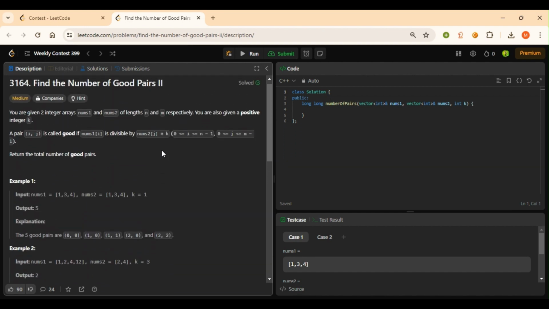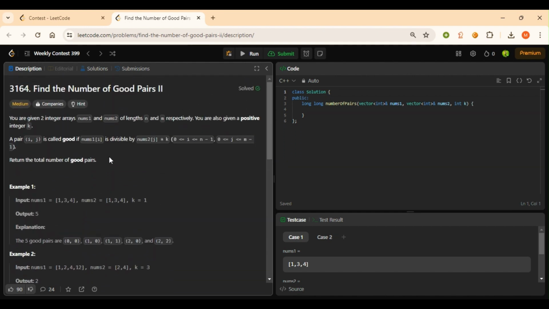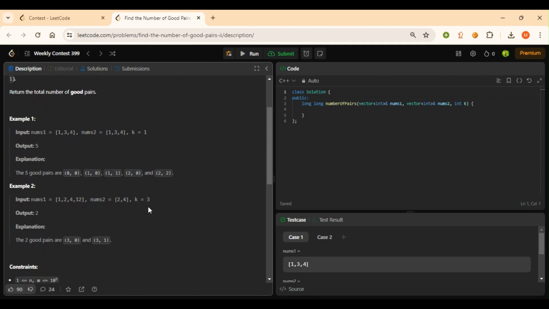So I have used that n square root n. What this basically says is you need to find some pairs i, j. The similar statement was there for the first problem. If nums1[i] is divisible by nums2[j] times k, you need to find such i and j pairs. Similar examples are given.